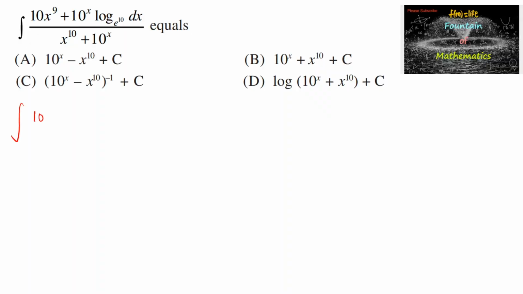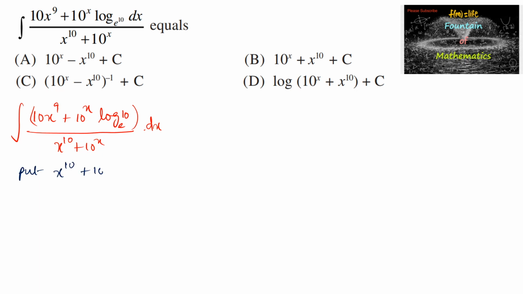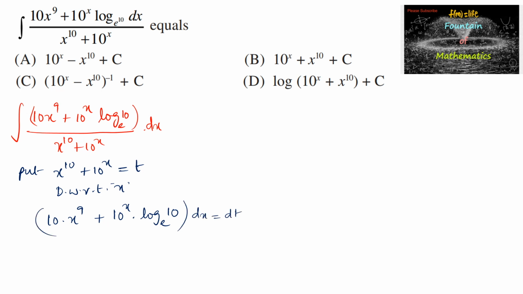Integral (10x⁹ + 10ˣ log 10 to the base e) / (x¹⁰ + 10ˣ) dx equal to. So here let us substitute here. Put x¹⁰ + 10ˣ equal to t. So differentiating with respect to x, we have 10 into x to the power of 10 minus 1, that is 9, plus the differentiation of aˣ is aˣ log a, that is 10ˣ into log 10 to the base e, dx equal to dt.